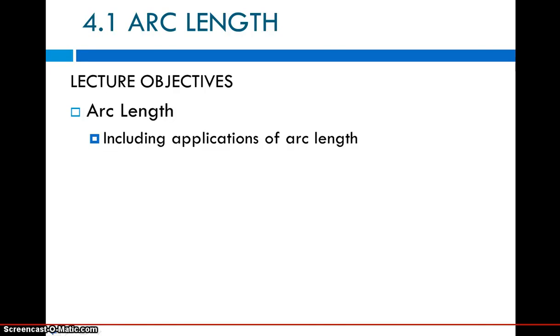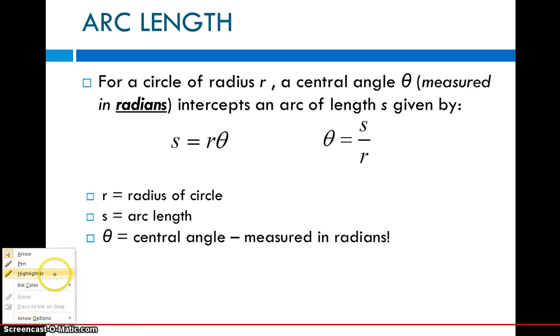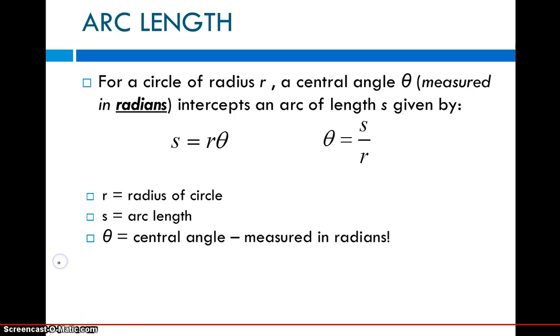So today we're going to be looking at the arc length. The arc length is some fraction of the circumference of a circle. So for a circle, if we have a radius of r and a central angle theta, which is measured in radians, so make sure it's measured in radians, and it intercepts an arc of length s, then we know that the arc length s is equal to r times theta.